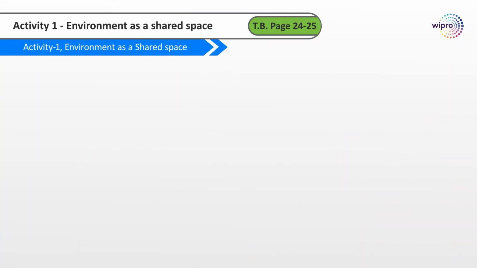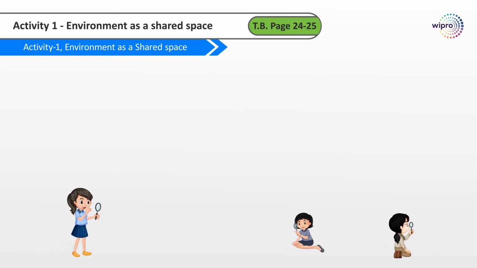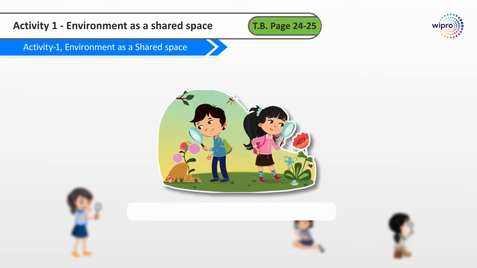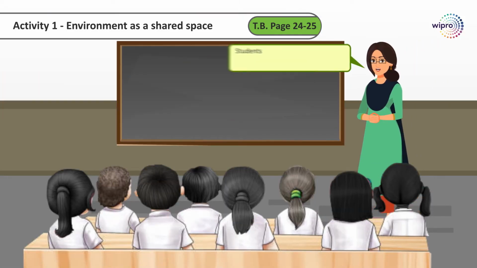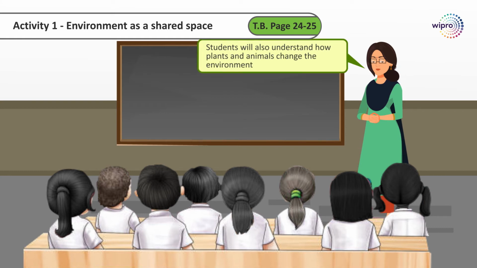In Activity 1, Environment as a Shared Space, students will discover and observe biodiversity in their school area or ground. This activity will help them become familiar with local plants and animals and will enable them to understand the meaning of the word environment. Students will also understand how plants and animals change the environment around them.